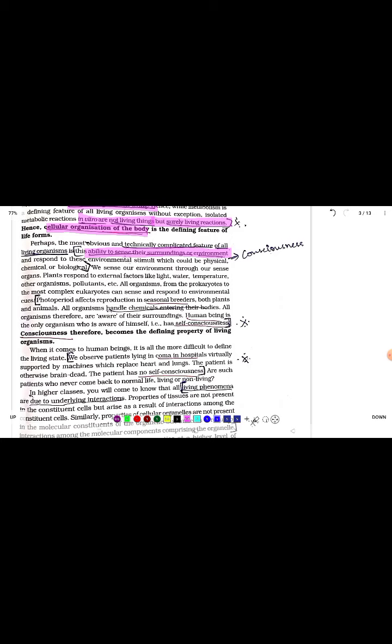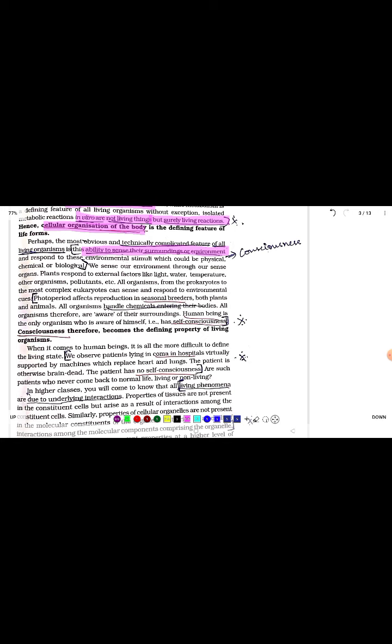Photoperiod affects reproduction in seasonal breeders, both plants and animals. This is the photoperiod effect that we have to note here. And all living organisms handle chemicals entering their body. All organisms therefore are aware of their surrounding. Human beings are the only organisms who are aware of themselves. That is self-consciousness. Consciousness is therefore the defining property of the living organism.